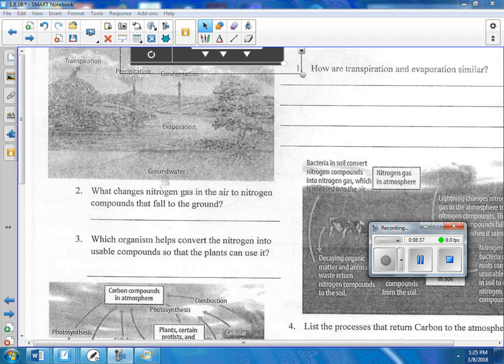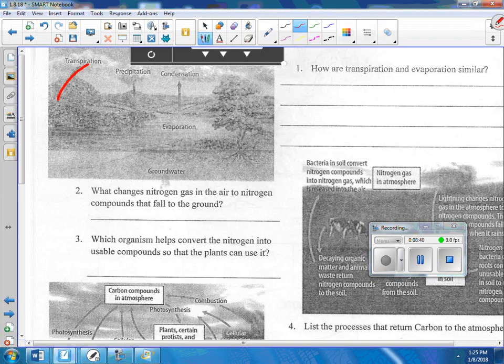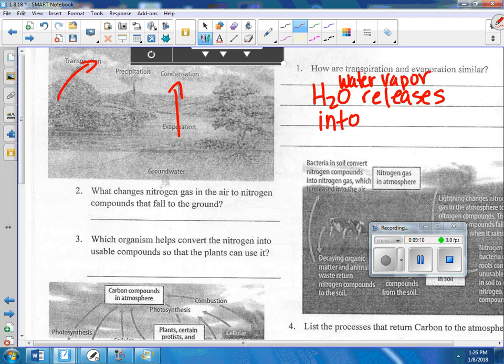So which direction is the arrow going? Up, and it's going into the atmosphere. So evaporation and transpiration are bringing the water to the same spot. But when it gets into the atmosphere, it's not liquid water anymore. It's called what? It's a gas. It's water vapor. So how are they similar? They both release the H2O into the atmosphere. So water vapor is released into the atmosphere. I'm just going to put it ATM as atmosphere.